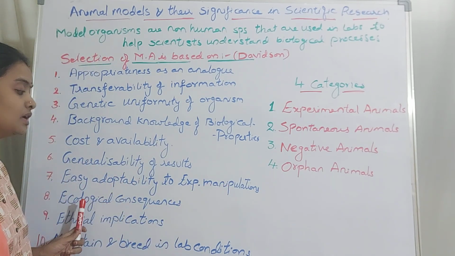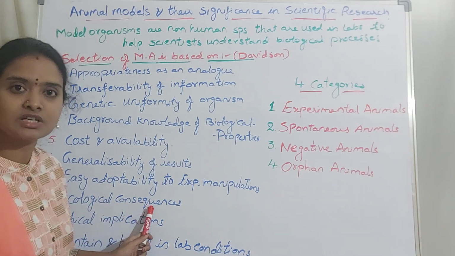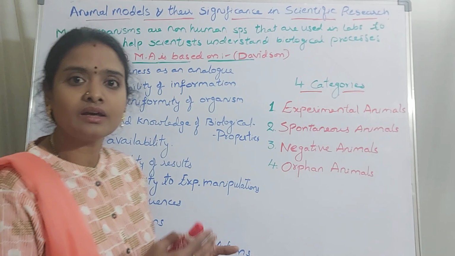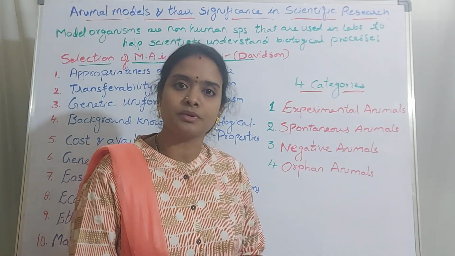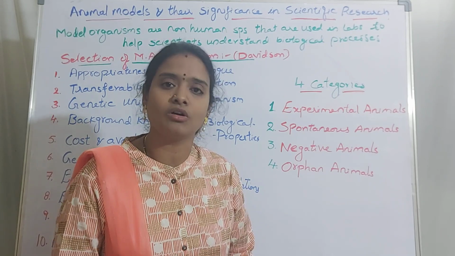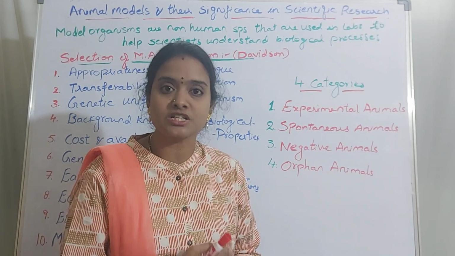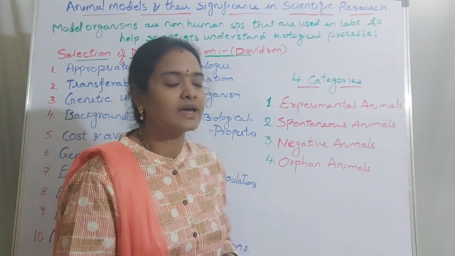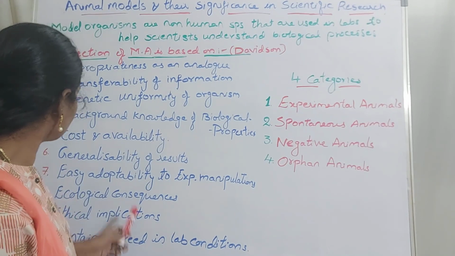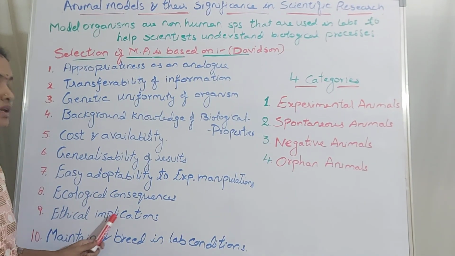Next, coming to the ecological consequences. Ecological consequences means extreme conditions such as climatic conditions, it may be drought, floods or any other extreme conditions to which these animals must be adaptable or tolerant. The next characteristic of the animal model is ethical implications.